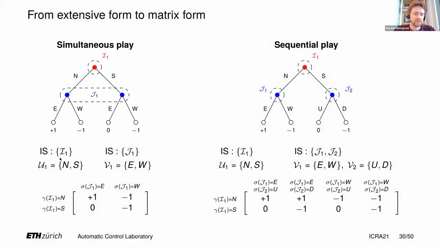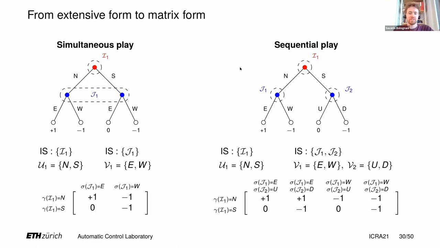In this case, the information sets are 2, and the actions available at the first information set are north and south, and the actions available in the second information set are east and west. And so what you would write here, all the pure strategies are actually maps, you see, from information sets to actions. It's just trivial because there's only one information set for action.